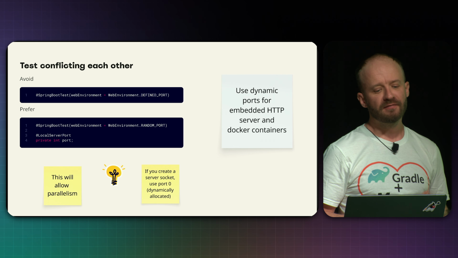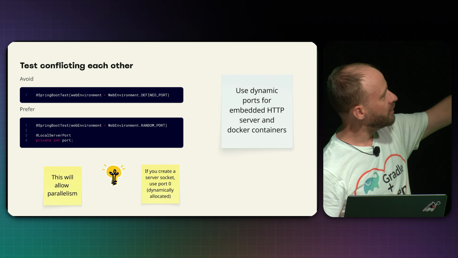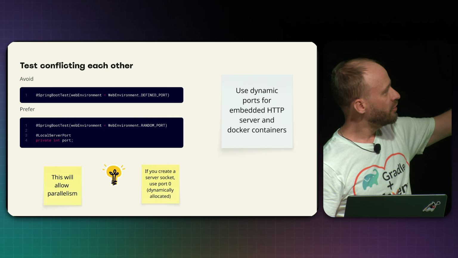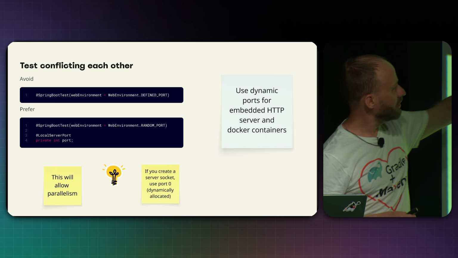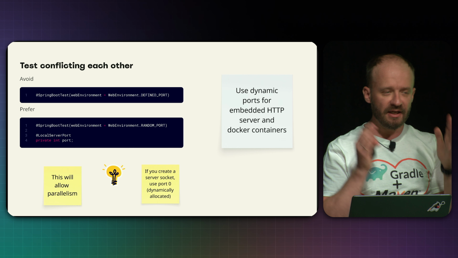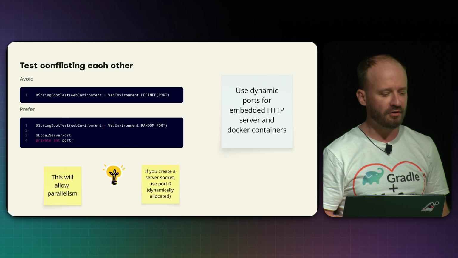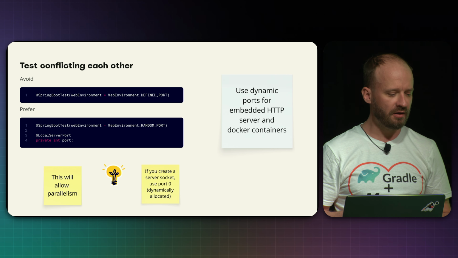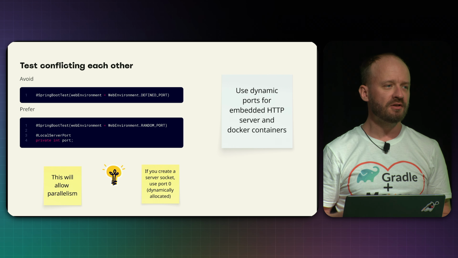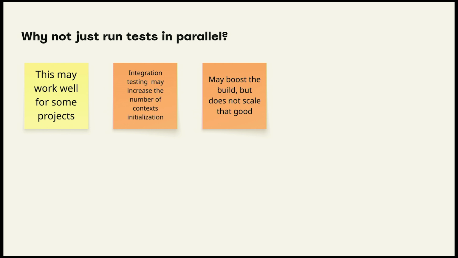So for example, if you start a web server in Spring integration tests, instead of a fixed port, which is a defined port, you should use random ports. You can access them in your test with this annotation. Same, if you manually create your server sockets, instead of a fixed server socket number, you can use port 0, which will assign an available port. If you use Testcontainers, you should also use dynamic ports, which is the best practice of using Testcontainers. You may ask, why not just run tests in parallel?